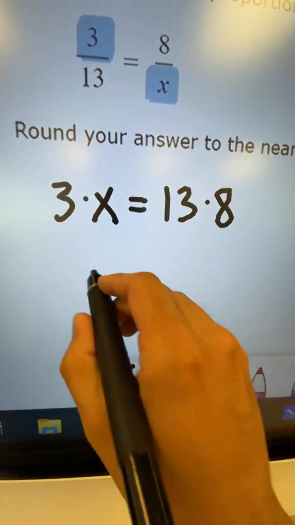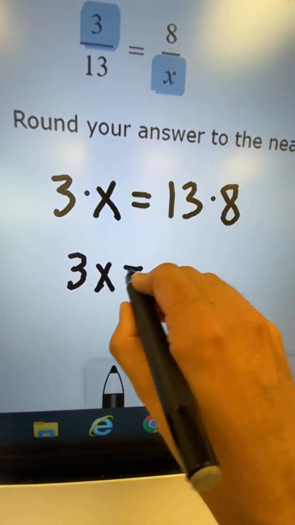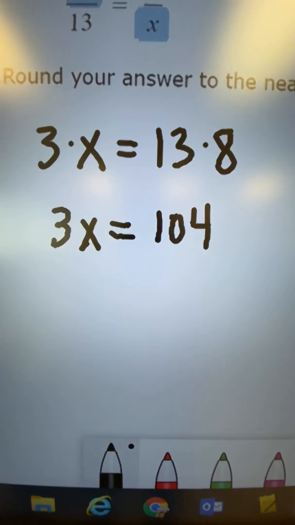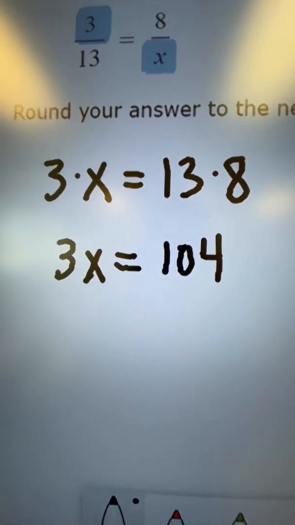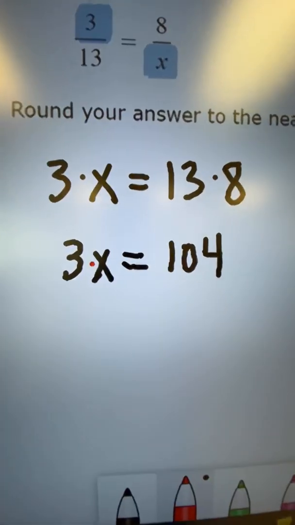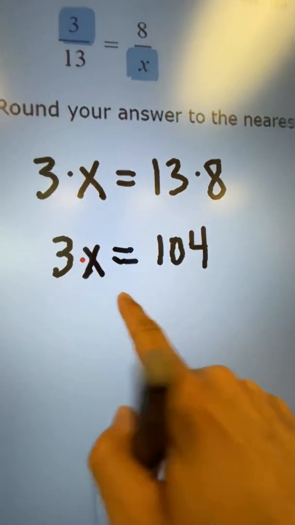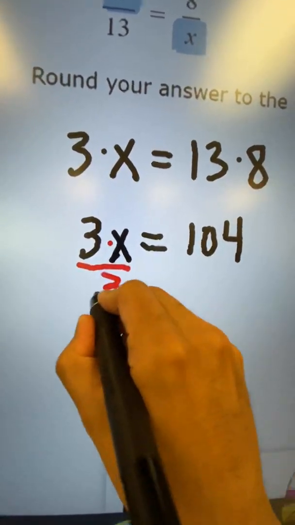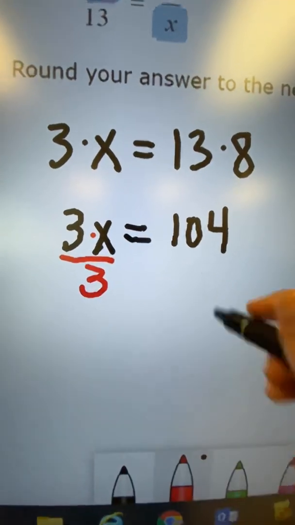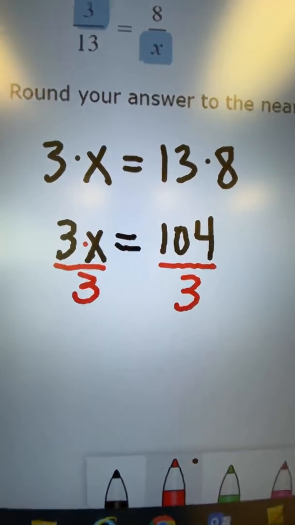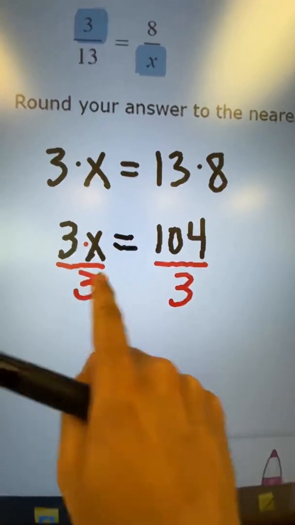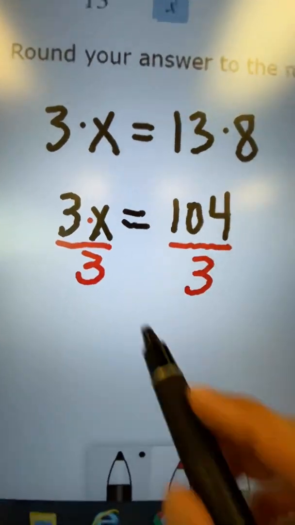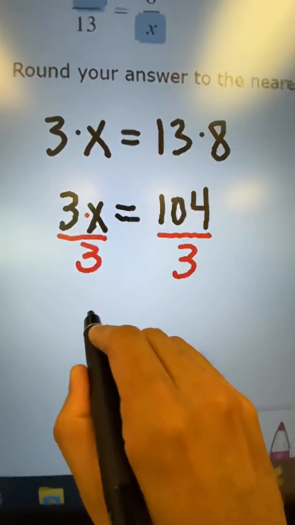So now if I simplify this, I get 3x equals 104. And now I just got to solve it. So you can see here we have 3 times x, and this is pretty much a one-step equation. So opposite of multiplying by 3, I know is to divide by 3. And since I'm dividing by 3 on this side, I got to do the same thing on the other side to balance the equation. So notice that we divided both sides by 3, which means we're using division property of equality. And now when I simplify, 3x divided by 3 is just 1x.